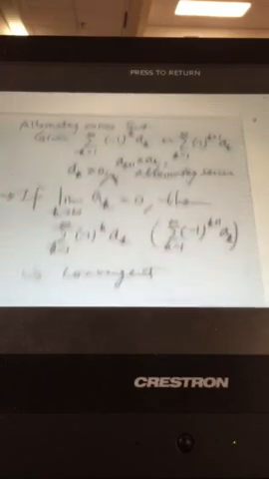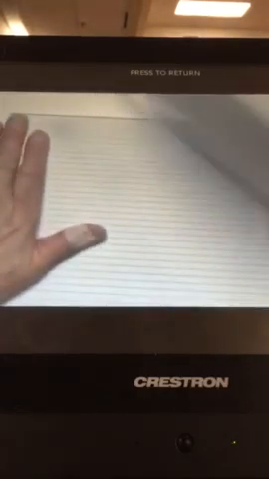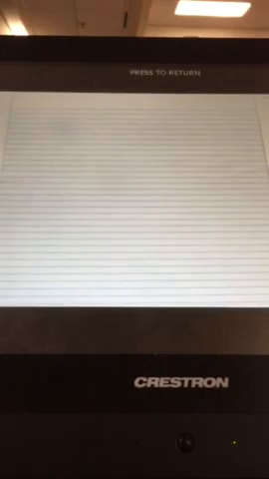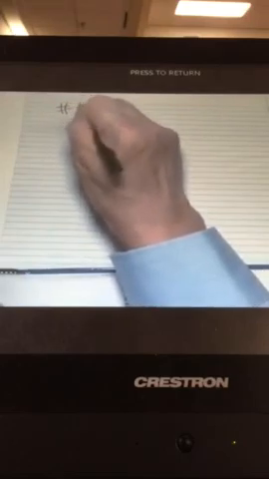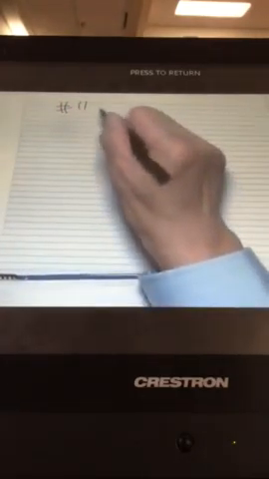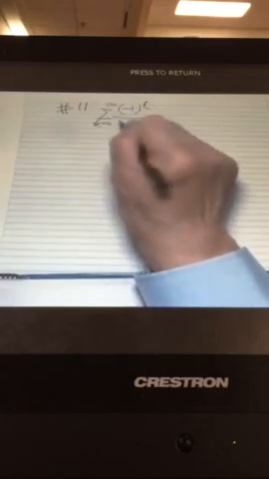All right, let's do that. Later I'm going to write a summary for this, okay? So right now, let's do some problems just to get used to it, just to try to understand what this test is about. I'm looking at April 6, right? So let's look at number 11. I have the summation from k equals 0 to infinity of negative 1 to the k over 2k plus 1.